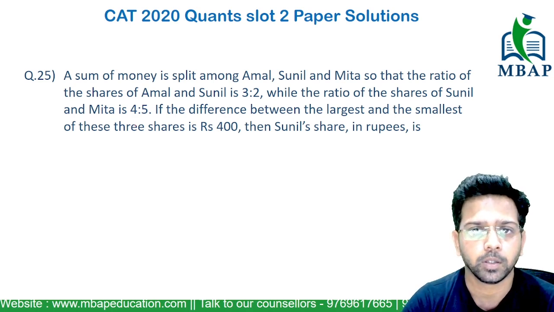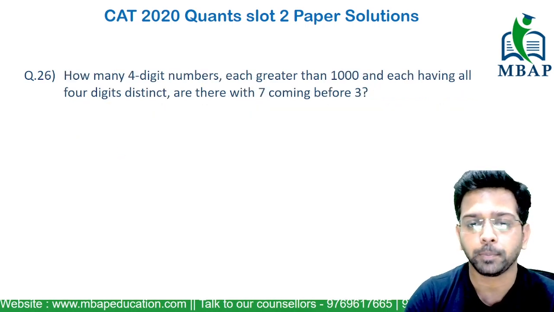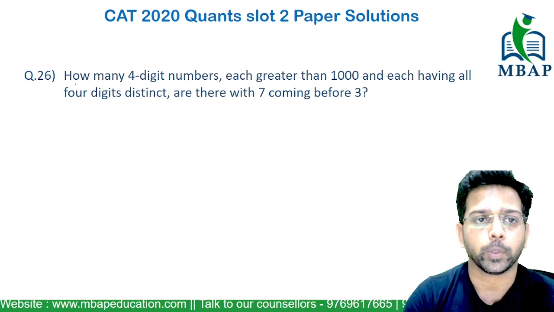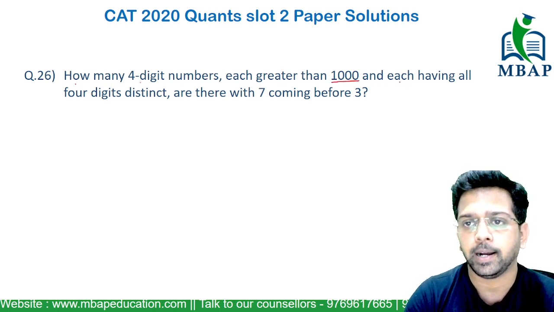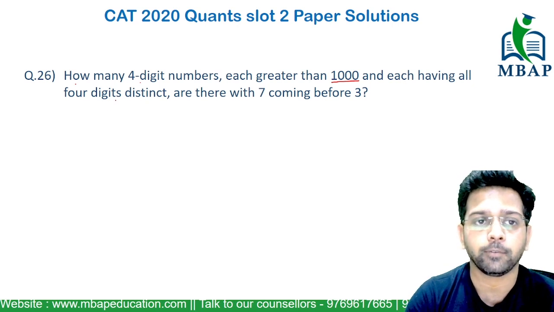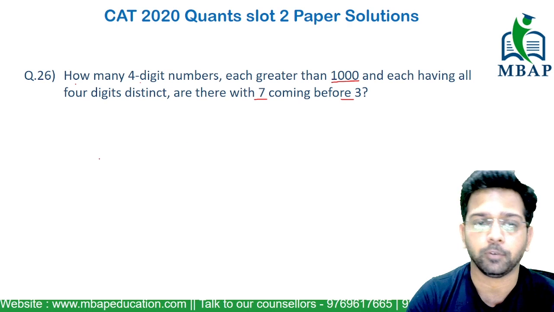Easy question. There are three guys. Let's take the first ratio, which is A versus S. Let's take the next question on permutation and combination. The question says how many 4-digit numbers, each greater than 1000, and each having all 4 distinct digits, where 7 is going to come before 3, can be found.